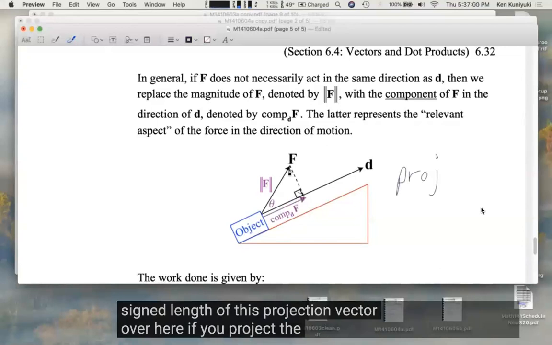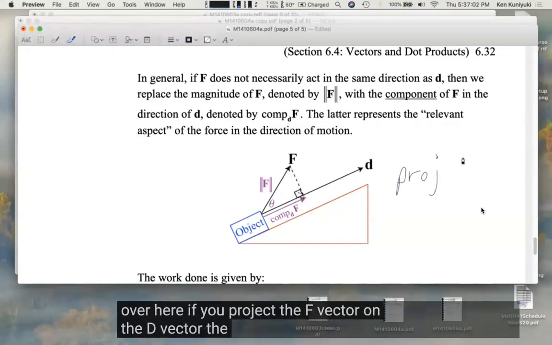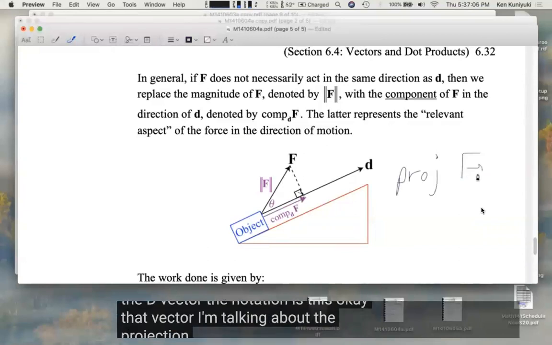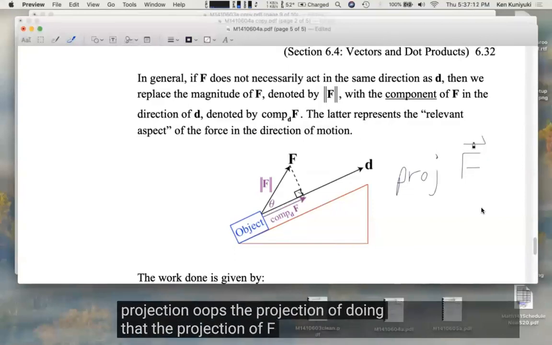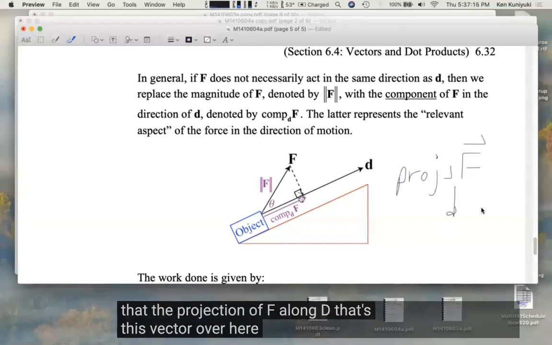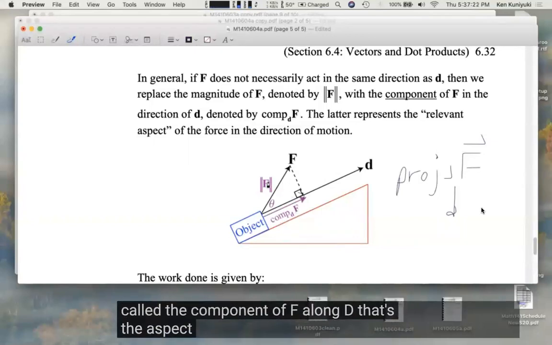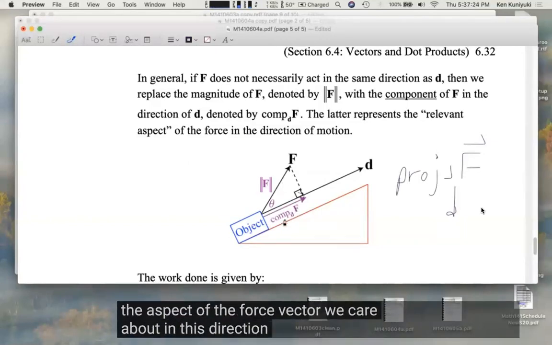If you project the F vector on the D vector, the notation is this. That vector I'm talking about, the projection of F along D. That's this vector over here, in purple. The signed length is called the component of F along D. That's the aspect of the force vector we care about in this direction.